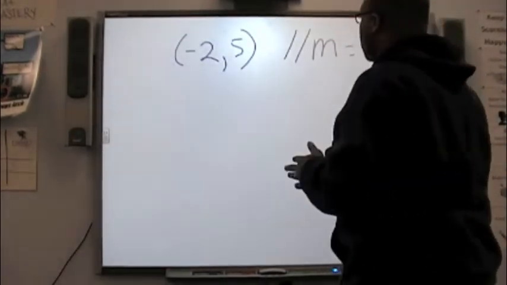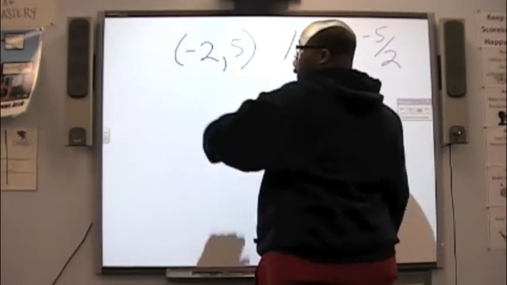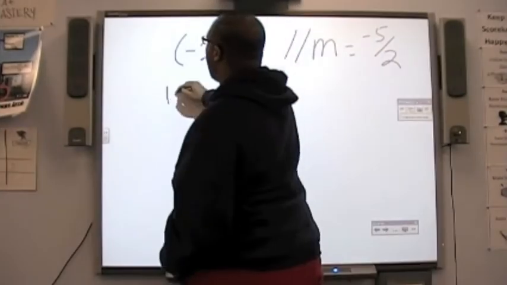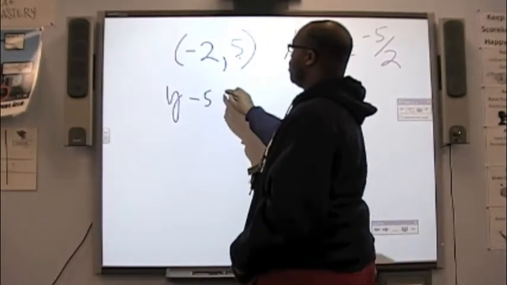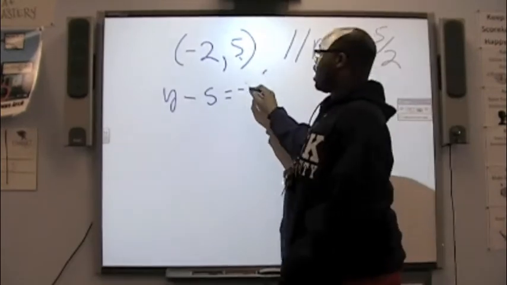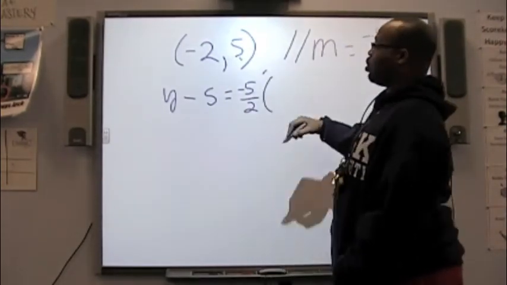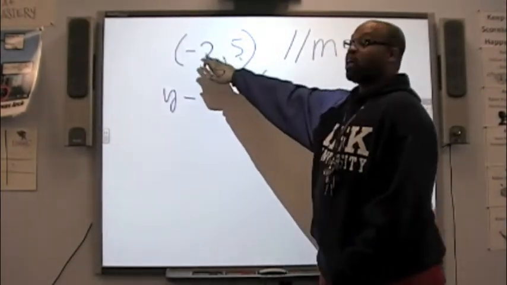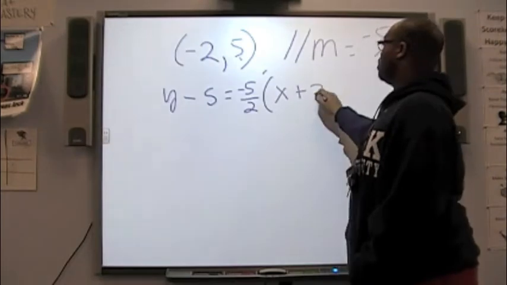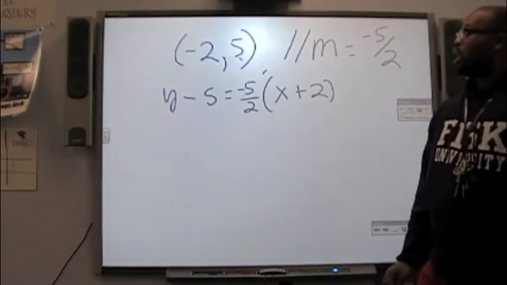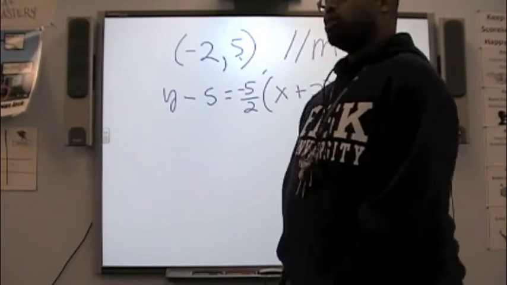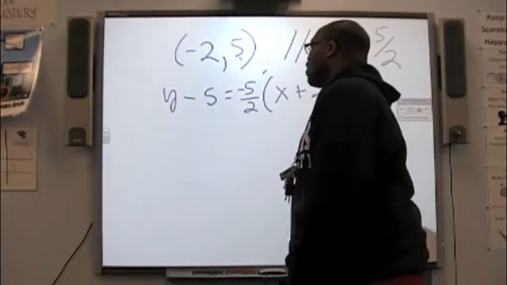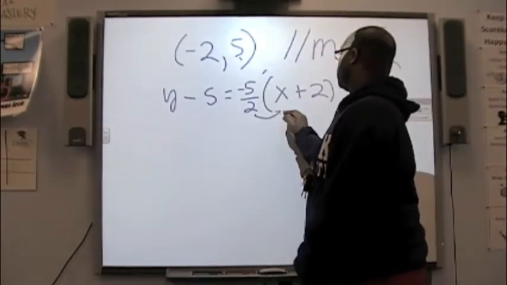Now that we know the parallel slope and the point we need to go through, we can write the line that is parallel to the original line. So y minus a value for y equals a negative 5/2, which is my slope, times the quantity of x minus a value for x, which means x minus a negative 2, which means x plus 2. Now I'm going to realize that all I have to do to put this in slope intercept form is distribute the negative 5/2 and then add 5 to both sides.